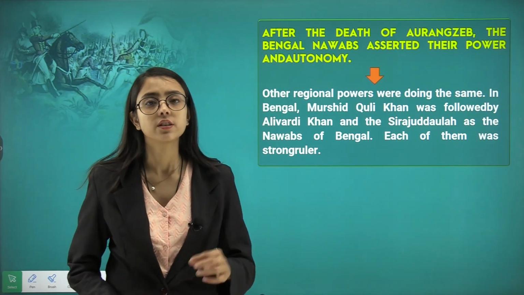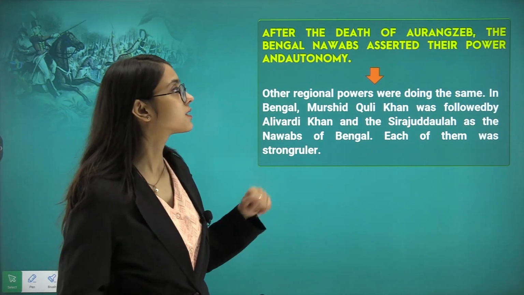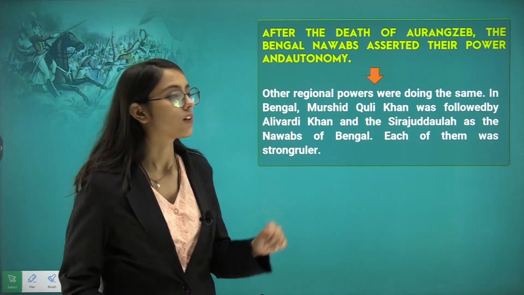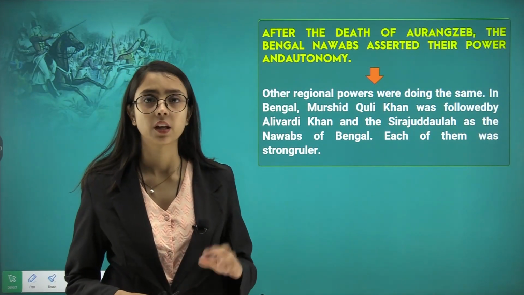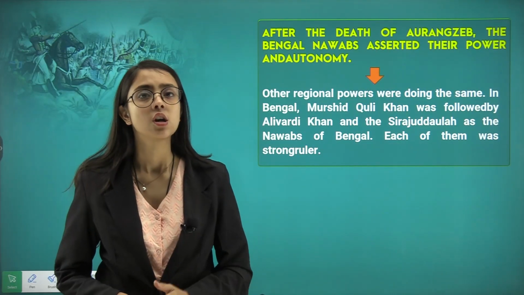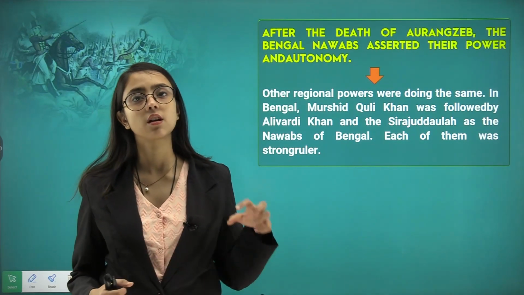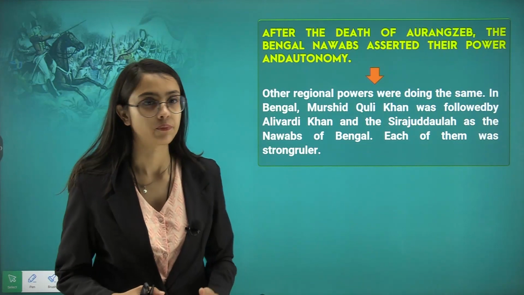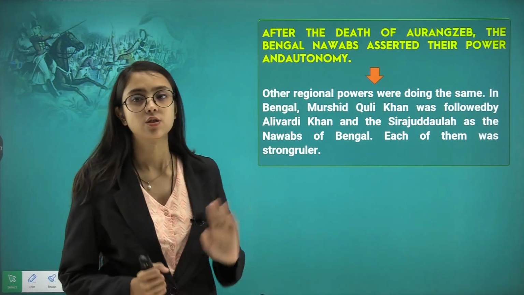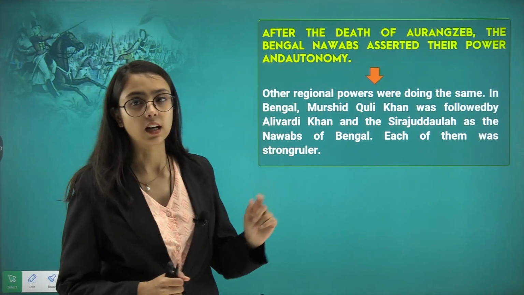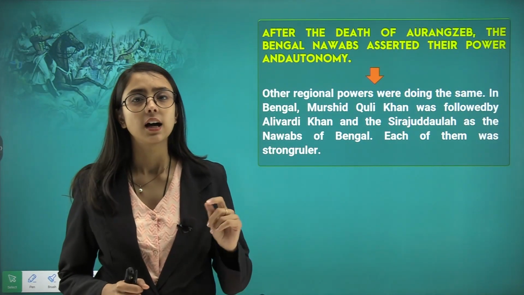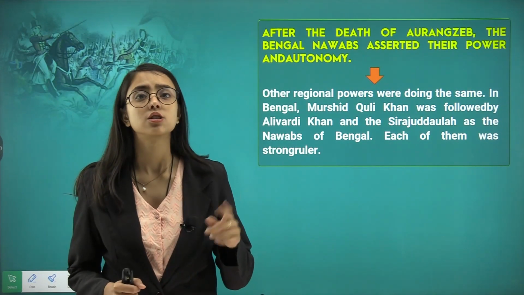Now, after the death of Aurangzeb, the Bengal Nawabs started to assert more power and autonomy. That was necessary also because the operations of the East India Company were getting out of hand. Other regional powers were doing the same thing. In Bengal, Murshid Quli Khan was followed by Alivardi Khan and then Sirajuddaulah.